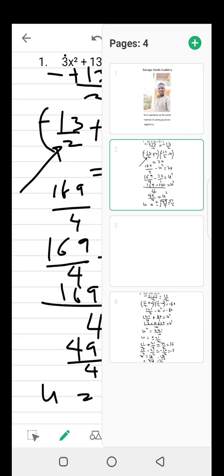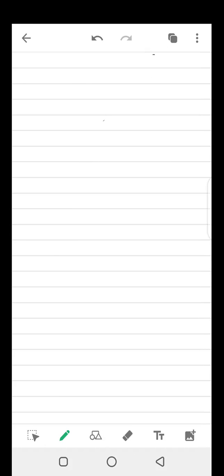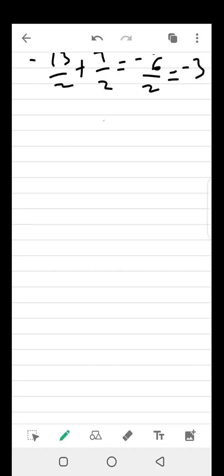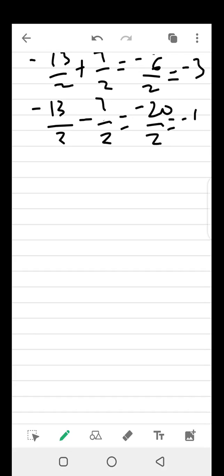Minus 13 over 2 plus 7 over 2. So I have minus 13 over 2 plus 7 over 2. That's minus 6 over 2. That gives us minus 3. Then minus 13 over 2 minus 7 over 2 will give us minus 20 over 2, which is minus 10.